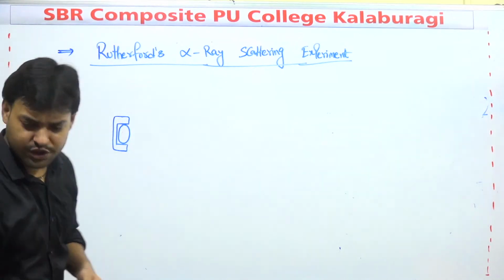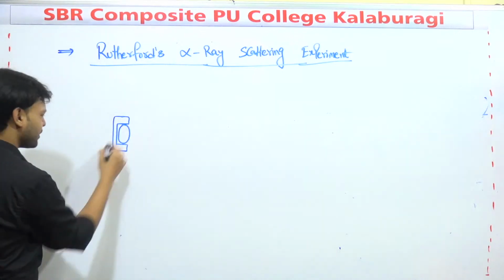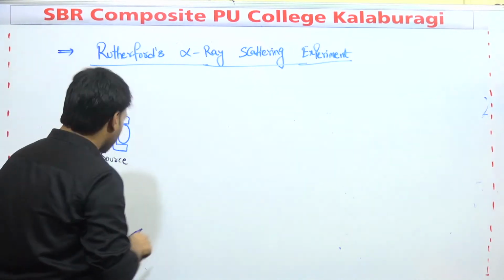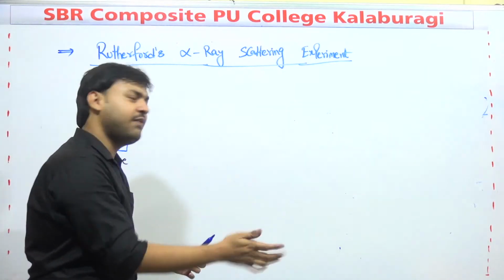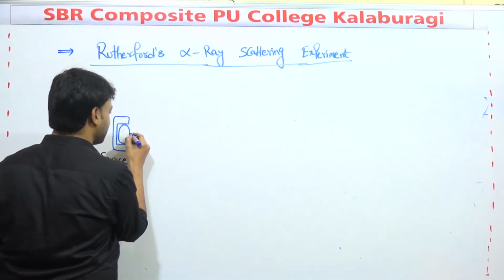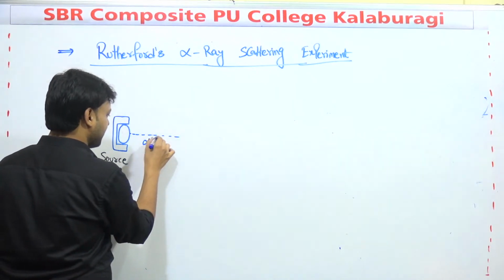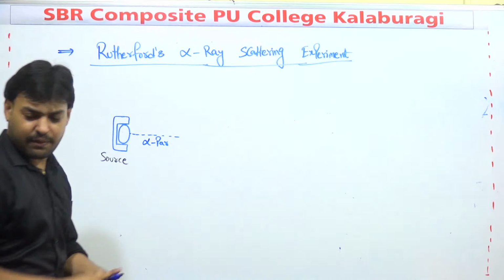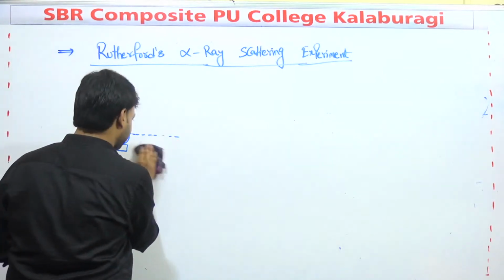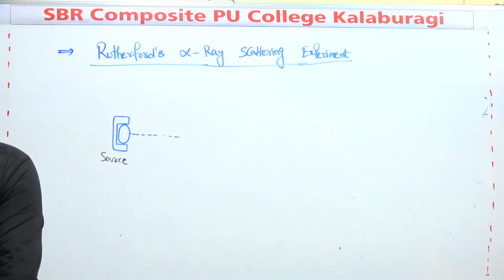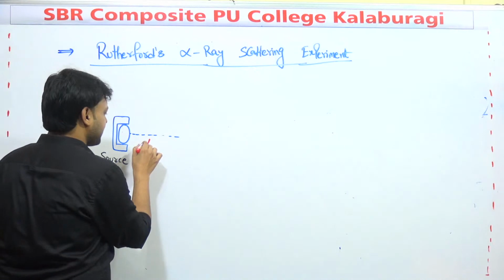Assume that is a source. So, source. Okay, so this source continuously produces alpha particles. Assume it produces alpha particles.